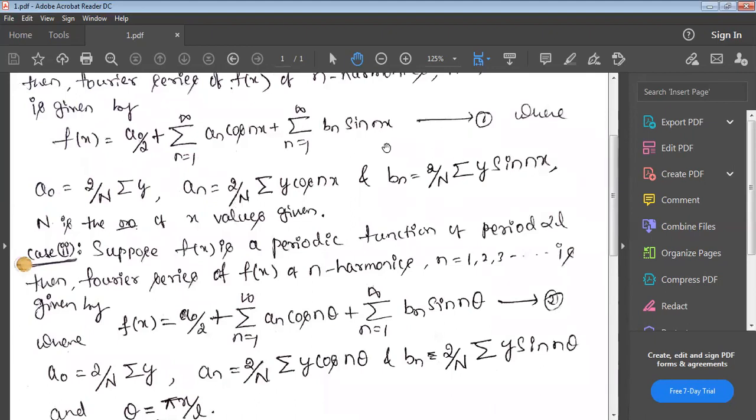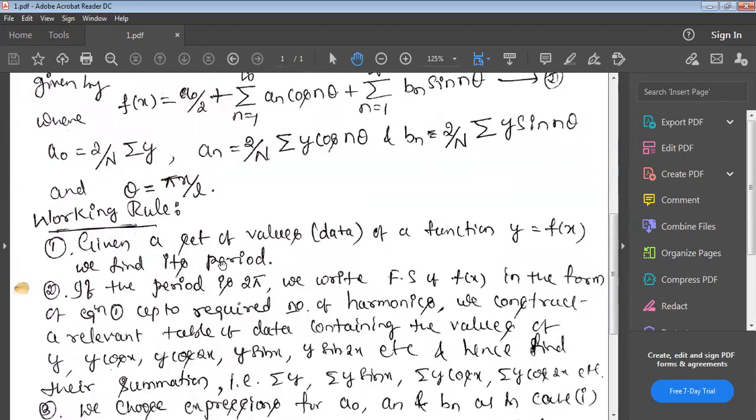If the period is 2 pi, you'll apply case 1 formulae. If the period is 2l, you'll apply case 2 formulae. So it is very important to know what the period of a problem is. So how to identify this period? This period will be simply identified like this.